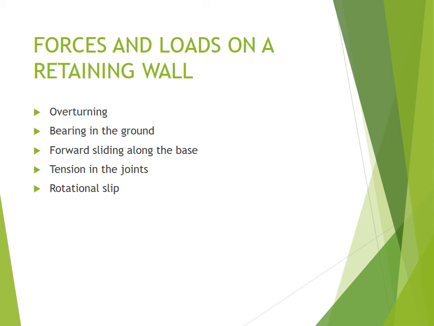Lastly, we have rotational slip. This one is due to the weight of the wall, its self-weight, and the weight of the retained material. The wall, together with a larger amount of retained material, will rotate about a center if the weight of the wall and the soil mass exceeds the shearing resistance developed along the circular arc. So you find that the wall tends to rotate due to the self-weight and the weight of the retained material.